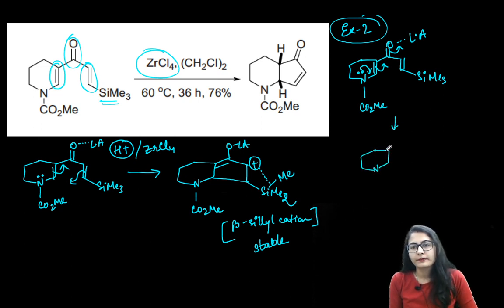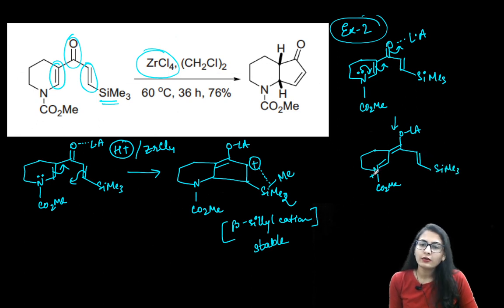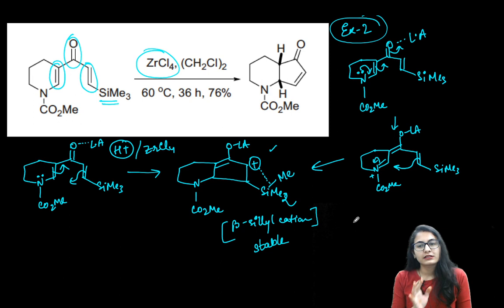you get your intermediate like this, a positive charge on nitrogen, oxygen, Lewis acid, double bond, silicon SiMe3. So now there is a positive charge. Now this bond could be moved and you can still get the same intermediate that we started from, the same beta silyl cation, isn't it? Yes. Now what is the fate of this beta silyl cation further?